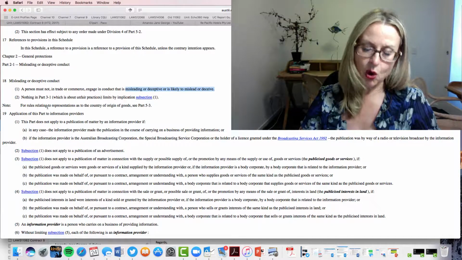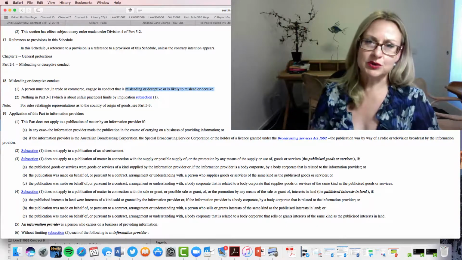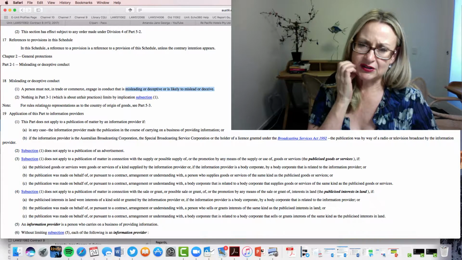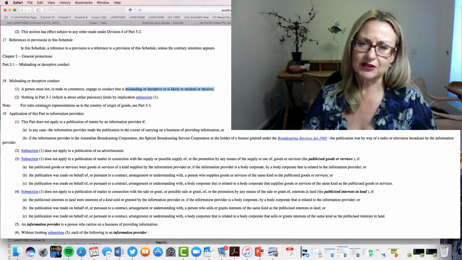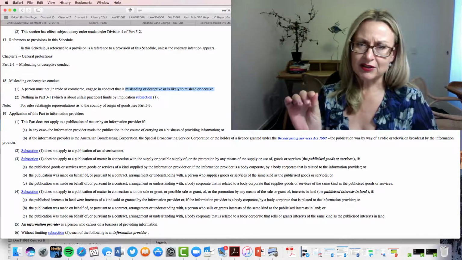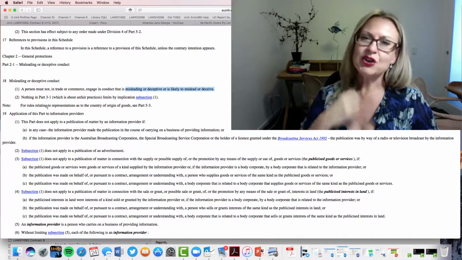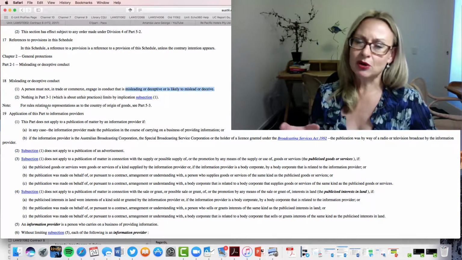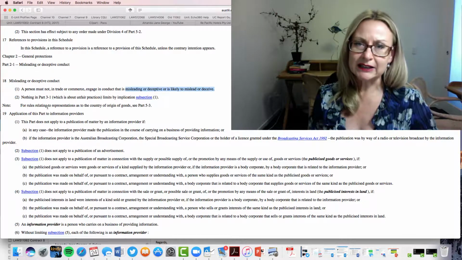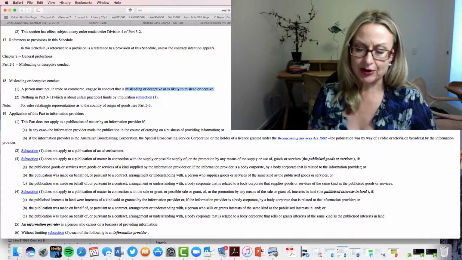Now, in relation to what will constitute misleading or deceptive conduct, the text talks about a case called Campbell and Back Office Investments. In that case, Chief Justice French said that you have to consider the conduct as a whole. You can't just focus on one particular thing. You have to look at all the circumstances and weigh them up, as the courts normally do, and be able to conclude that as a sum of everything that's gone on, the conduct at issue was likely to mislead or deceive. It would tend to lead a person into error.